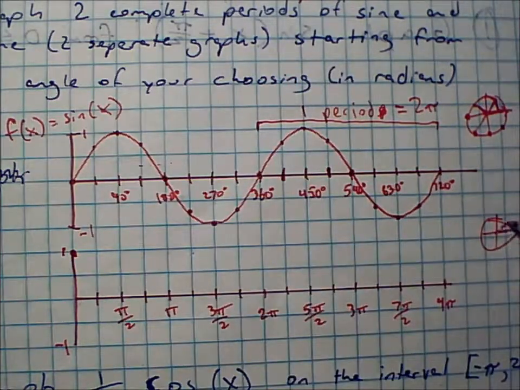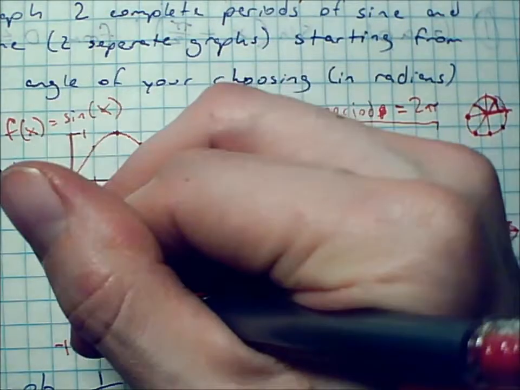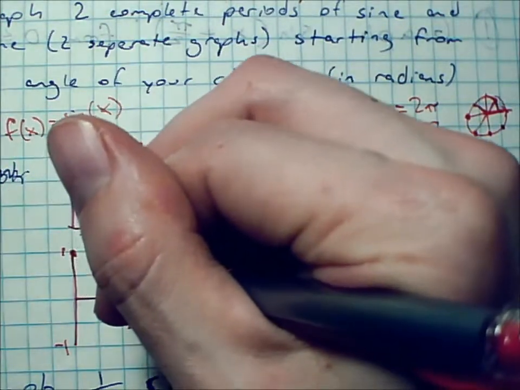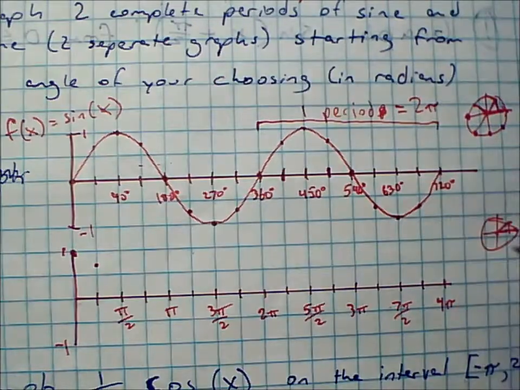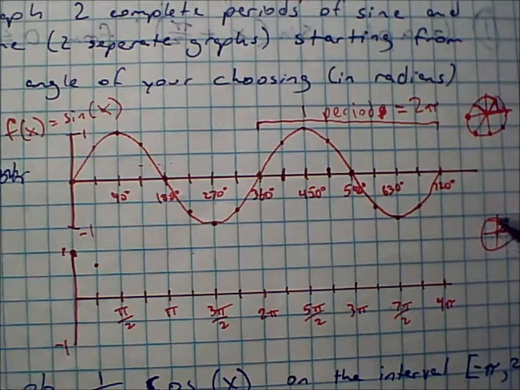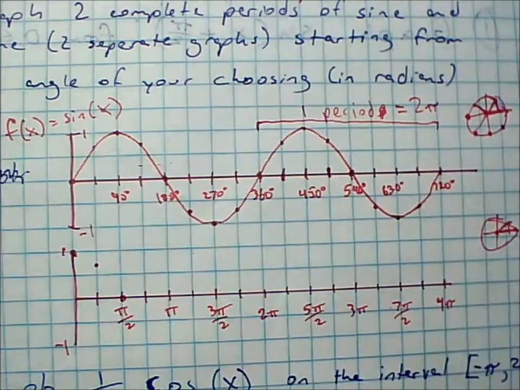Cosine of pi over 4, which is 45 degrees, cosine is the x value. It's going to be positive square root of 2 over 2. So at pi over 4, positive square root of 2 over 2. At pi over 2, my x value is 0.